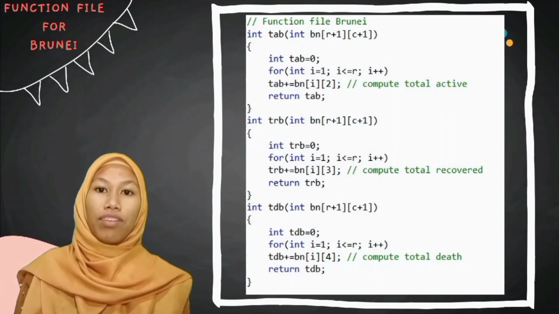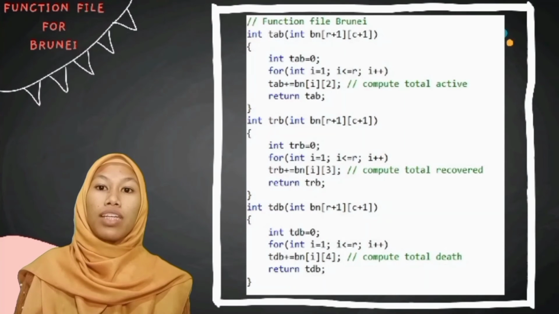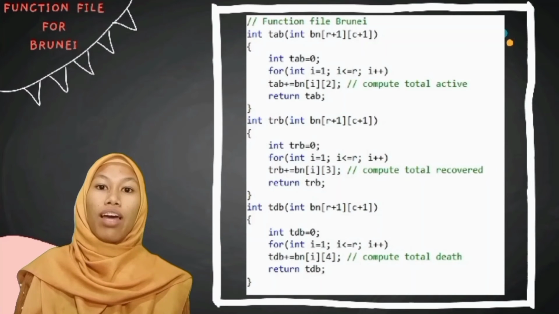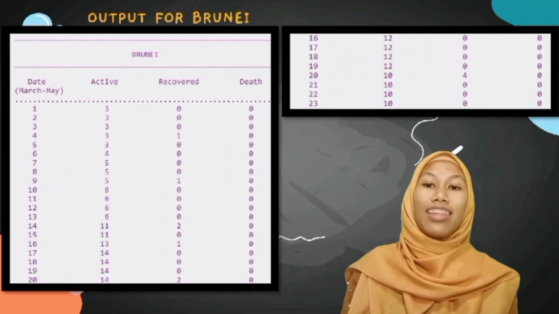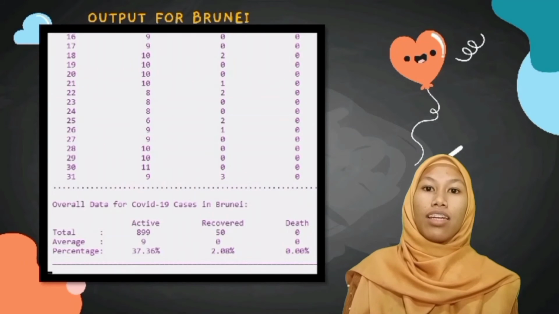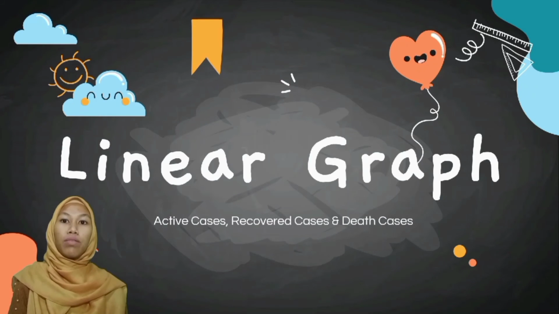This is the function file that we declare as the function prototype at the beginning of the coding. We have the implementation after we create the main body, to read the data that we have opened in the main body. Then the output will display all the data in the input file Brunei txt and all the information needed. Next, I will explain about the line graph.